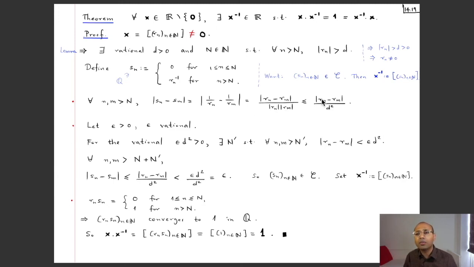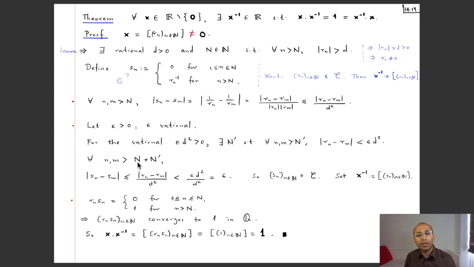Okay, so if we go far enough in the sequence, then this can be made small, so that this can also be made small. Here is the proof of the fact that this Sn is a Cauchy sequence in Q. Let epsilon be any positive number which is also rational. Since d is rational, epsilon d square is also a rational number and is of course positive. Then, because Rn is a Cauchy sequence in Q, there exists some index capital N prime such that for all little n and m beyond this capital N prime, the mutual distance between Rn and Rm is less than epsilon d square.